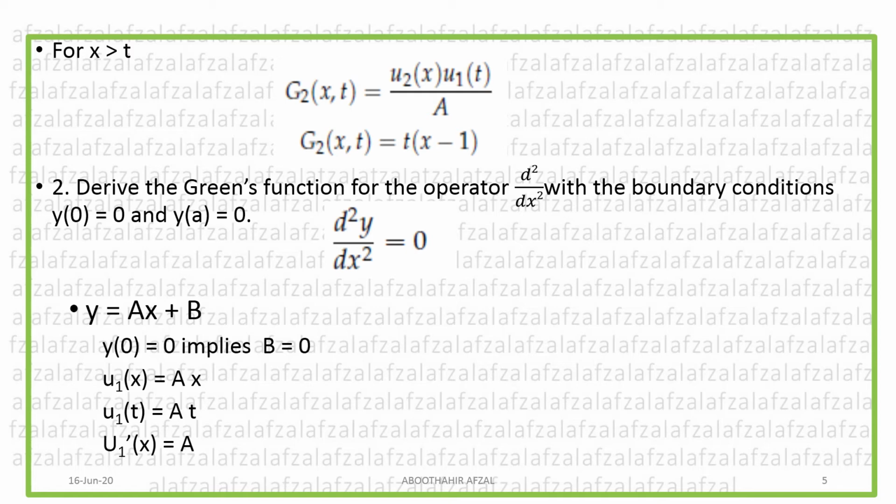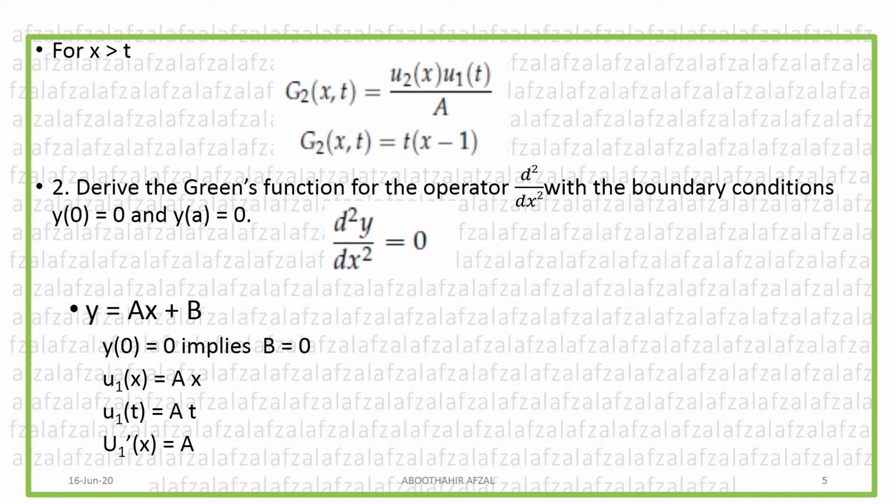Similarly, we have the same operator but different boundary conditions for the equation d square y by dx square is equal to 0. Again you solve this the same way, you will get y equal to ax plus b. And putting the boundary conditions, y of 0 is 0, that means put 0 equal to b. So b is equal to 0. And the second boundary condition is put x equal to a, then y becomes 0.